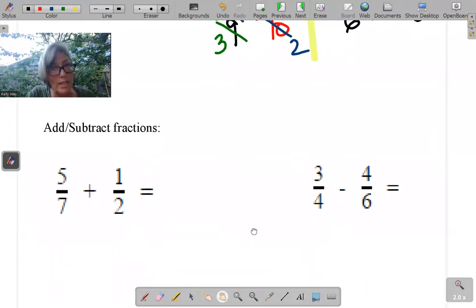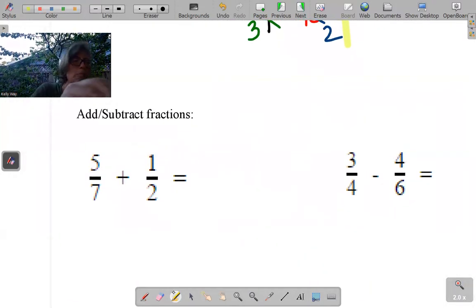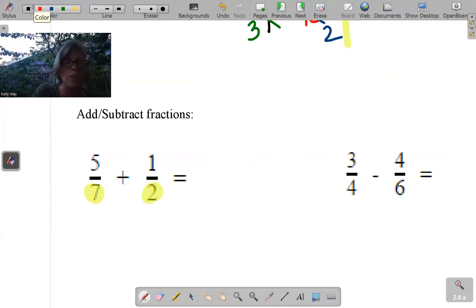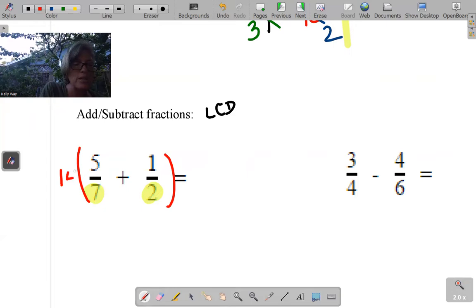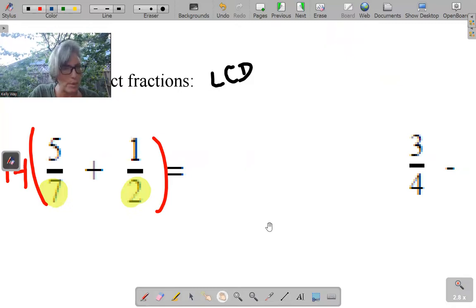Adding and subtracting fractions. I do a property called arrow in, arrow out. So I look at the denominators and I determine what is the lowest common denominator, the LCD. And between 7 and 2, my lowest common denominator is going to be 14. Watch how I do this. Arrow in, arrow out. Following along with me.